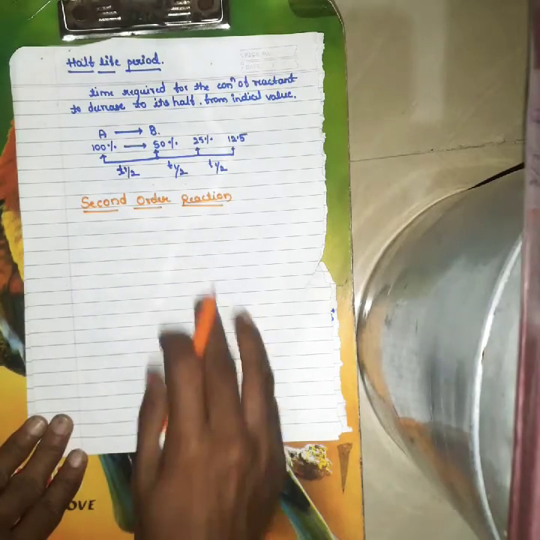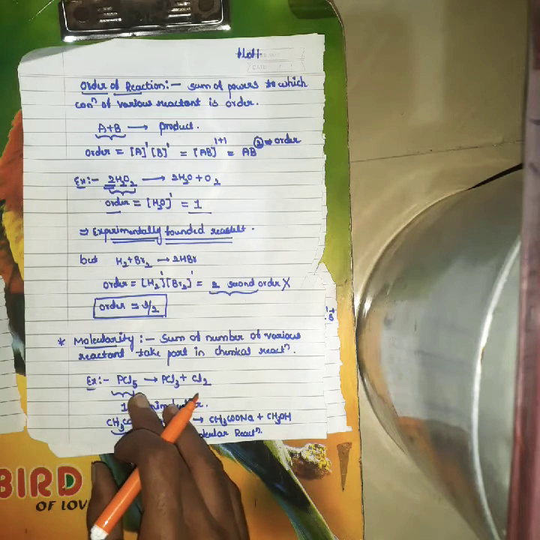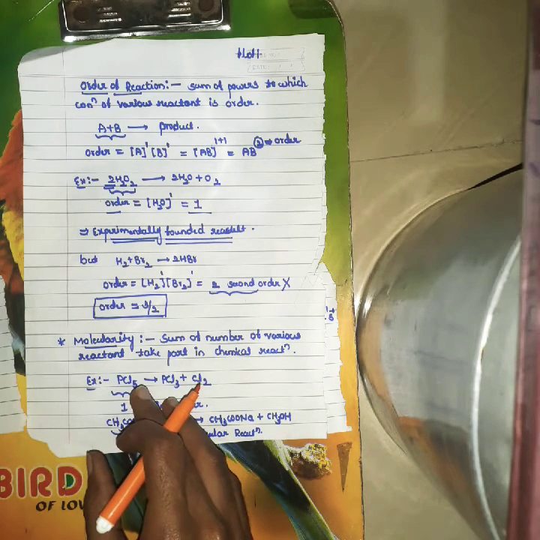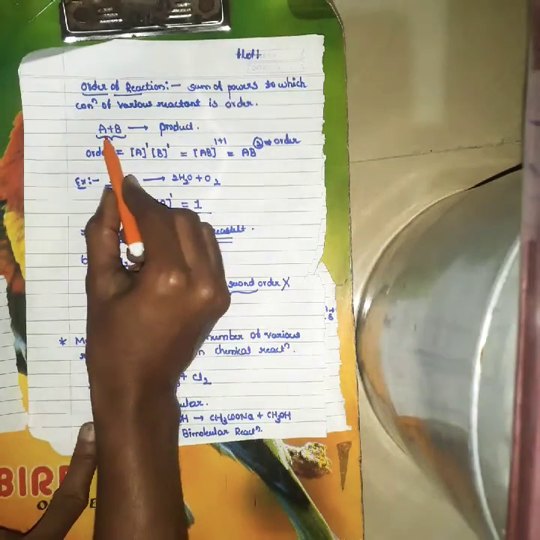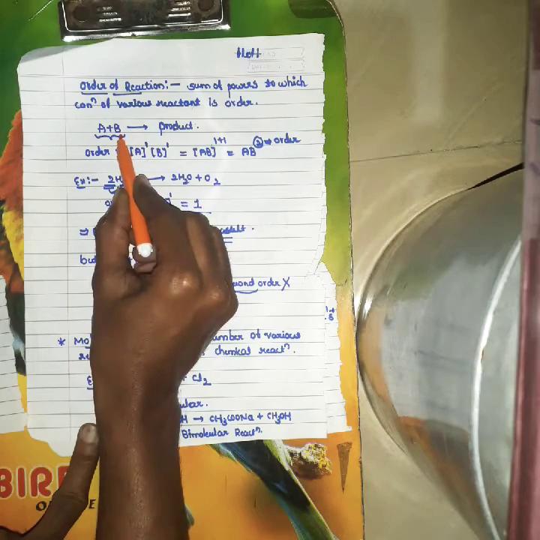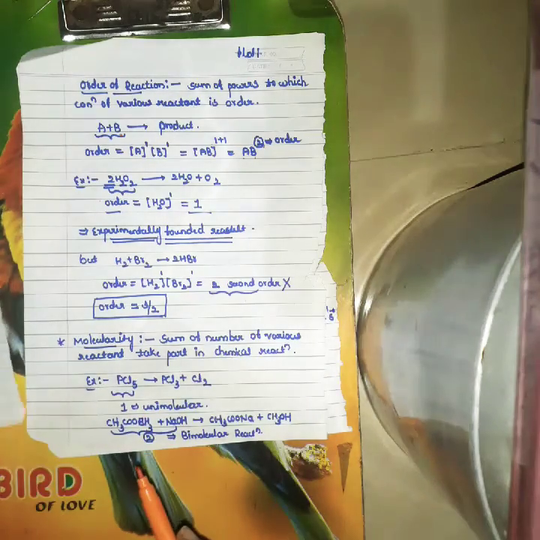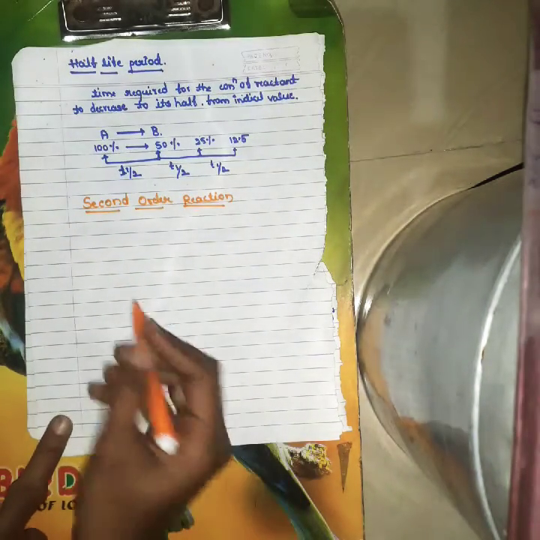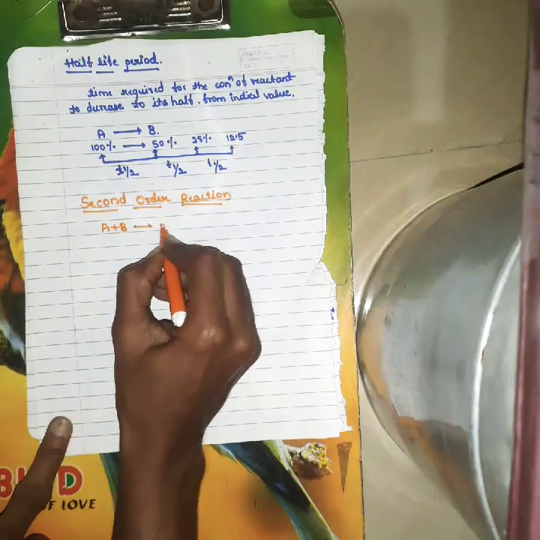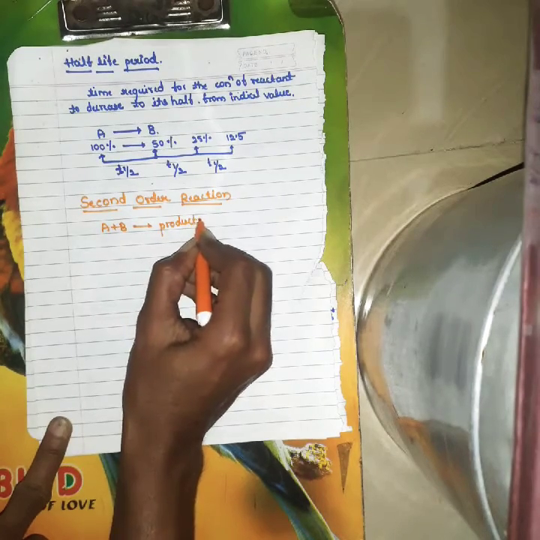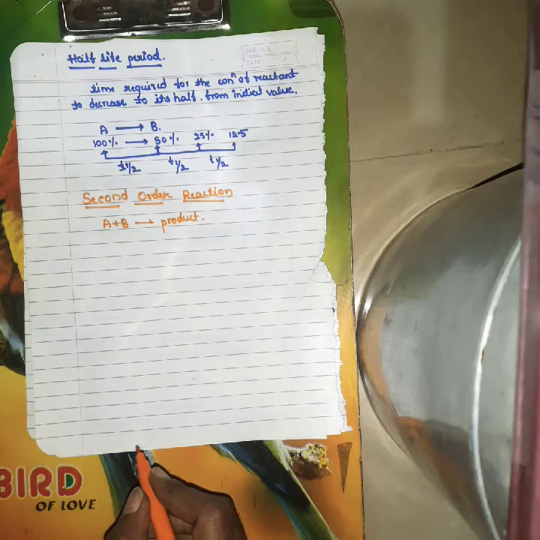Last class we studied order of the reaction. Order of reaction means the sum of powers to which the concentrations of the various reactants are raised. It means the number of reactants. If two reactants are there, that is called second order. A B raised to 2, the 2 indicates the order of reaction. Second order means two reactants will be present that give product, that is called a second order reaction.